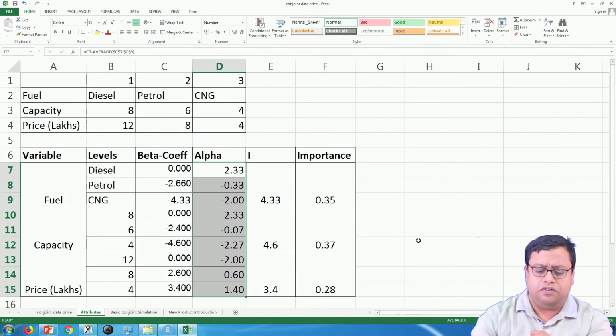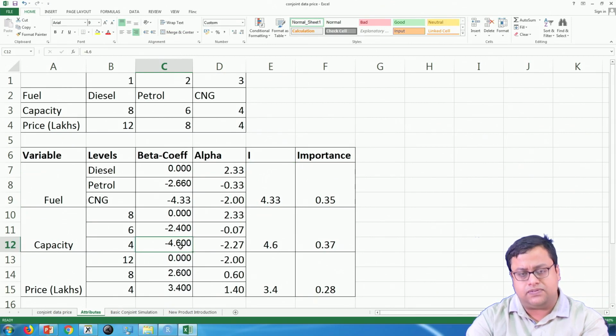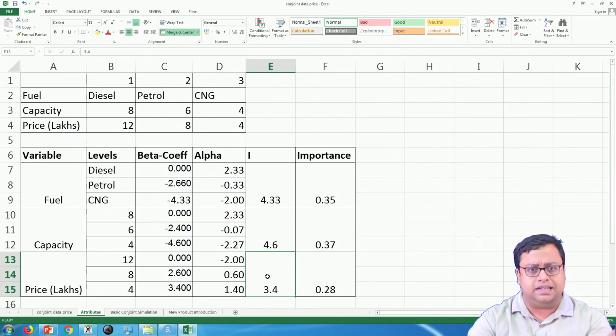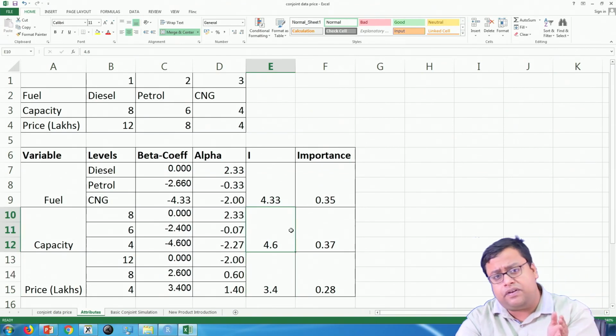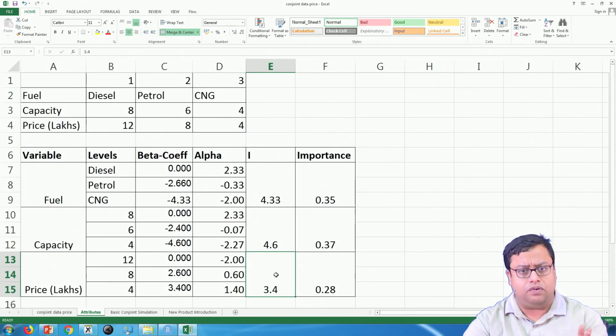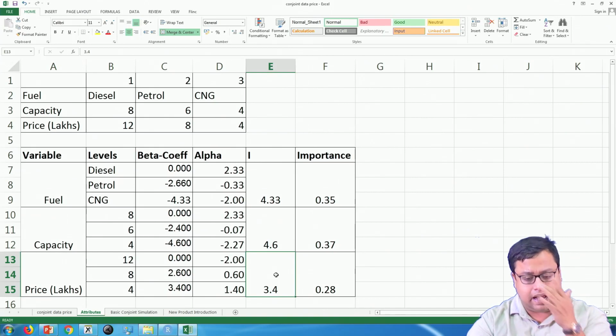What is the difference? 4.33. So, that comes up here. Similarly, here the lowest coefficient is sorry, minus 4.6, the highest is 0. What is the difference? 4.6. Here it is 0, 3.4. What is the difference? 3.4. So, anything you do wrong in price and anything you do wrong in capacity, capacity will change the preference up to 4.6. Here the change of preference can be up to 3.4. That is the unit, the maximum change that can happen.